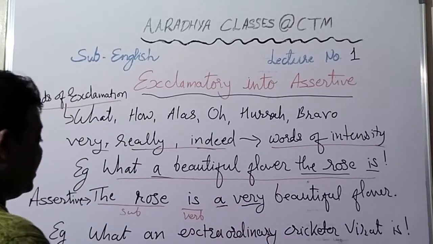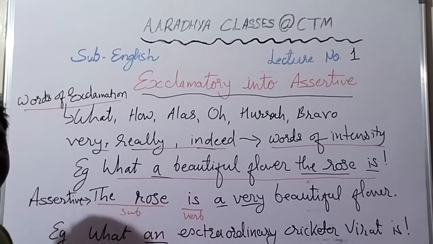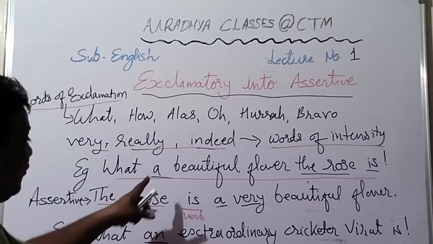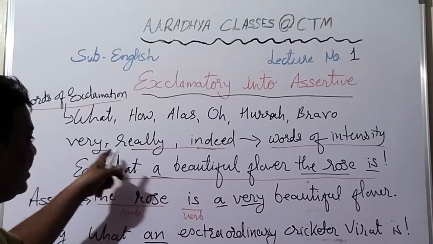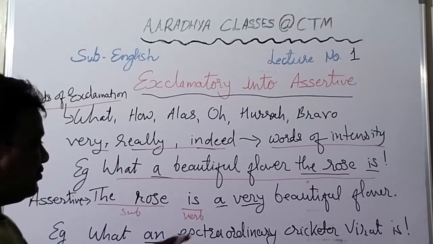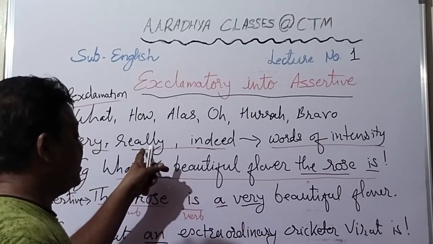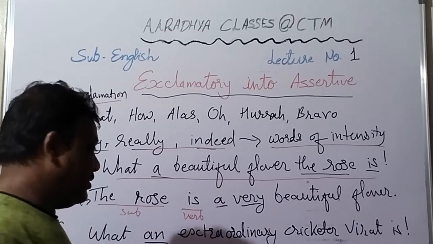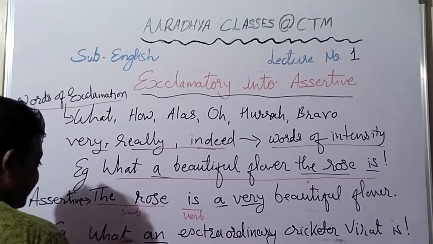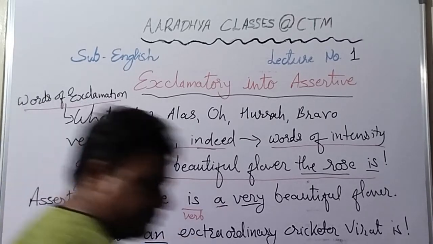Now when you change that sentence, here you see we have used the article an, students. Now what are the changes taking place when you are using the word of intensity very, really or indeed? So as I told you students, very is always written after the article, but the words of intensity really and indeed are written before the article. Okay, so same sentence when you convert with those three things. Just a minute students.